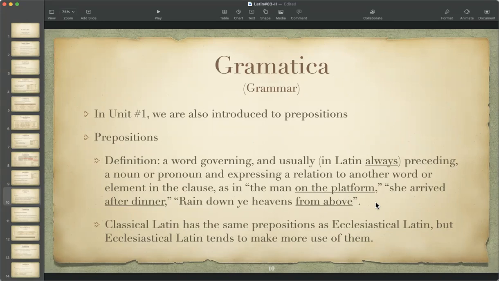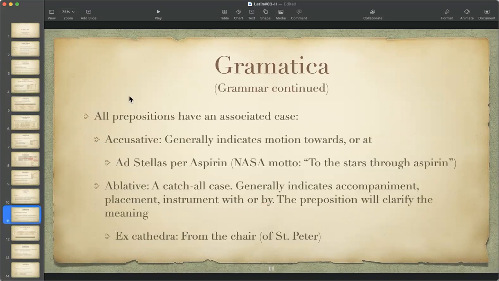Classical Latin has the exact same prepositions as ecclesiastical, but you will find that ecclesiastical tends to use them more. Just make note of that. There's no way I can show you a good example of that yet. All prepositions have an associated case, and this is where we start using our cases that we learned. Accusative generally indicates motion towards or at.